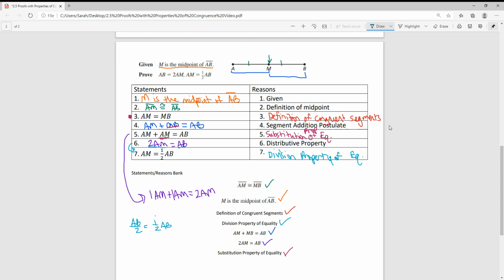So that is it for our proofs for today. On your homeworks, it'll be very similar. I will give you a partially filled out proof and some statements and reasons in a bank. You just need to put the right things in the right spot.